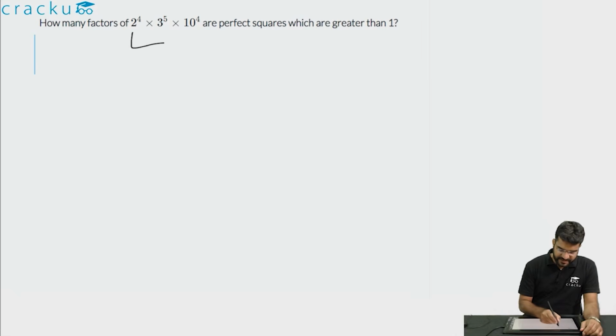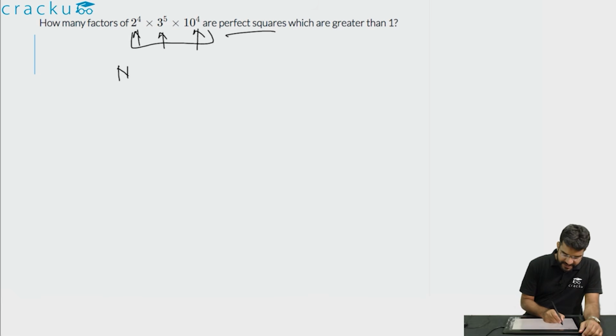In this question, we are given a product of 3 terms: 2 to the power 4, 3 to the power 5 and 10 to the power 4. We are required to find how many factors of this number are perfect squares. Whenever you want to find how many of the factors are perfect squares, you first have to do the prime factorization. In this case, 2 is a prime factor and 3 is a prime factor, but 10 is not a prime number. 10 is actually equal to 2 into 5. So the first step should be to do the proper prime factorization of the given number.